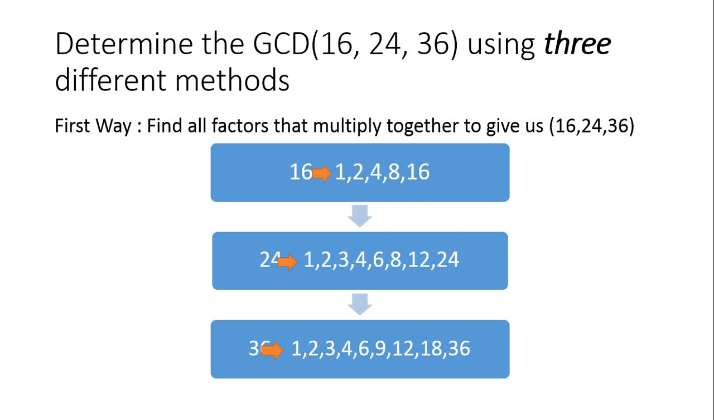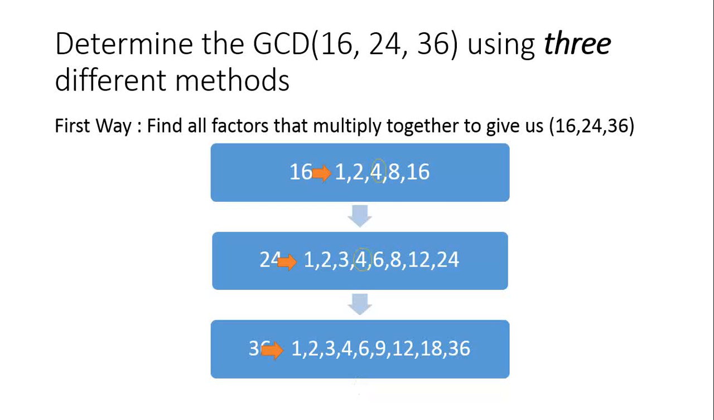For 24, 1 times 24 gives us 24, 2 times 12 gives us 24, 3 times 8 gives us 24, and 4 times 6 gives us 24. For 36, 1 times 36 gives us 36, 2 times 18 gives us 36, 3 times 12 gives us 36, 4 times 9 gives us 36, and 6 times 6 gives us 36.